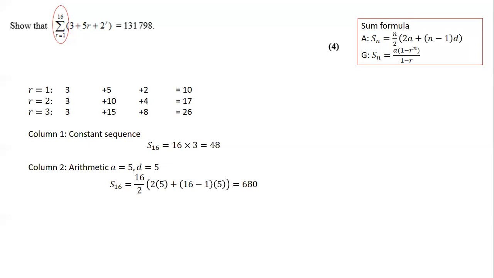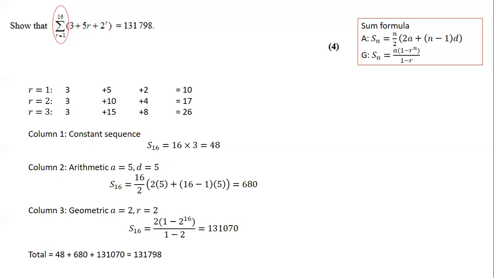And then the last column is geometric. A is 2, R is 2. So sub that into the formula, and get 131,070. And then add those 3 numbers together to get the overall sum. And we get that answer, 131,798.